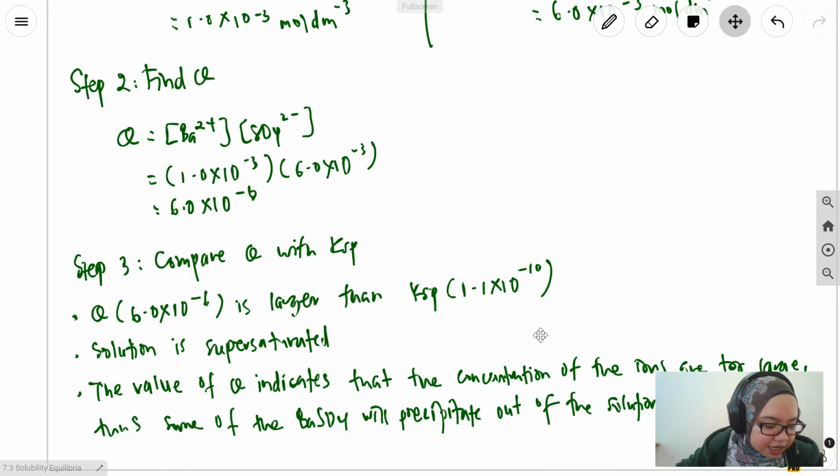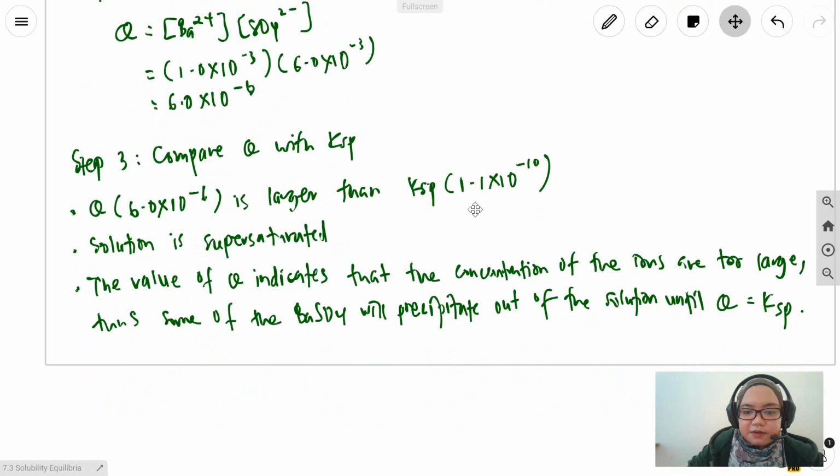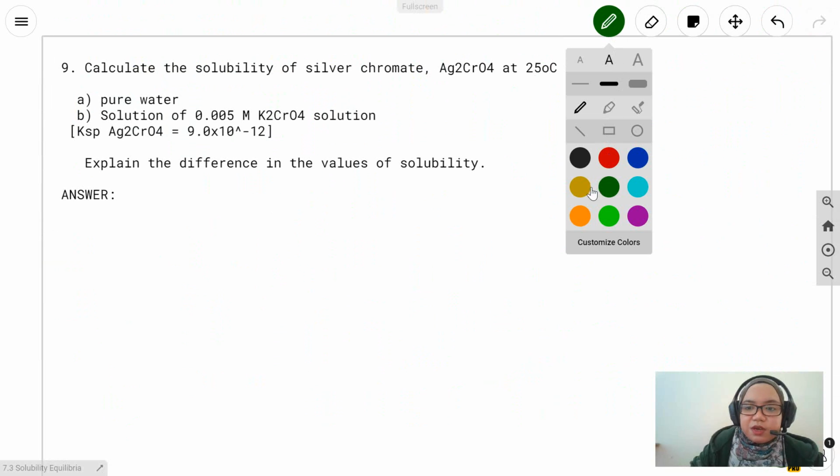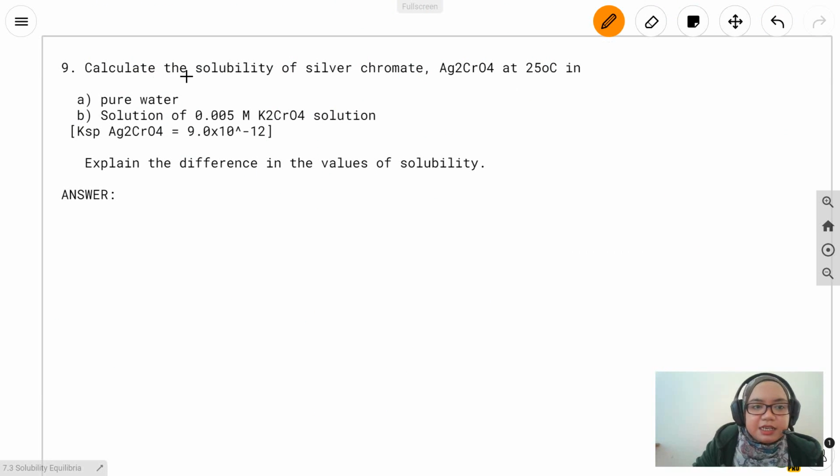Okay. Untuk soalan nombor 9. Okay. Let's look at question number 9. Dia kata, calculate the solubility of silver chromate, Ag2CrO4, at 25 degrees Celsius in pure water and K2CrO4. So, kenapa soalan macam ni? Dia ada kena mengena dengan common ion effect. Dia bagi kita KSP Ag2CrO4 9 times 10 to the power of negative 12.